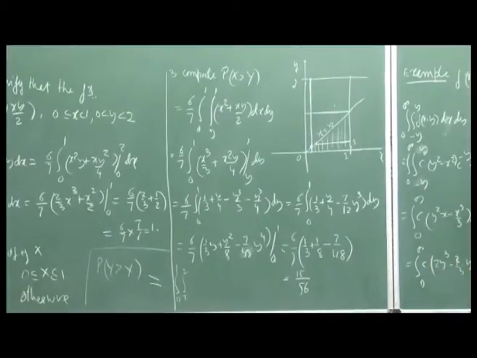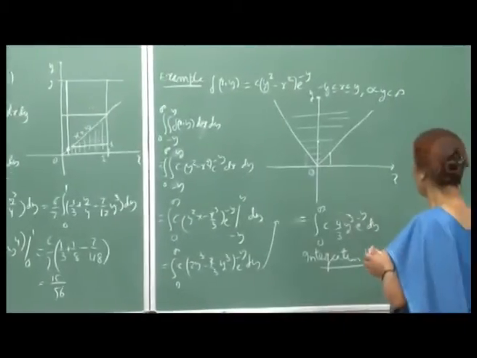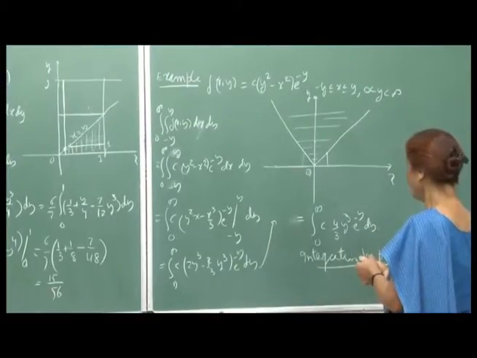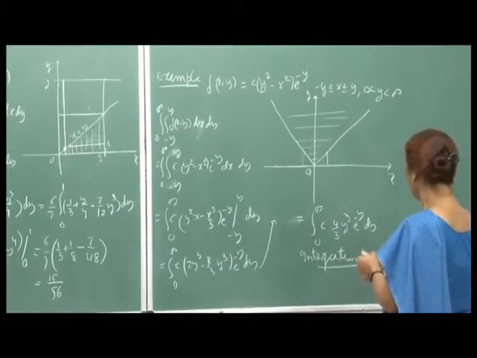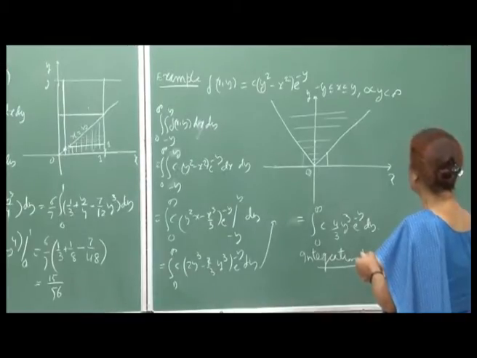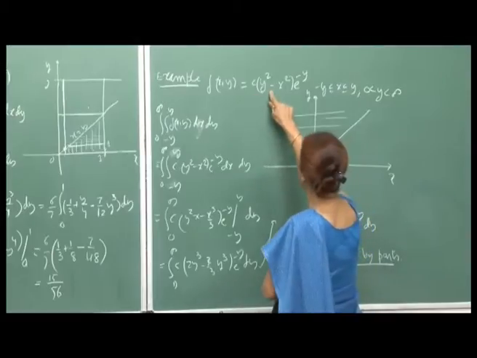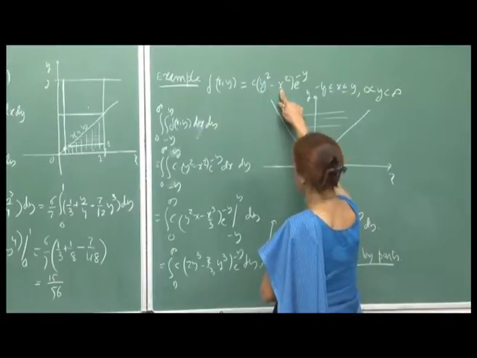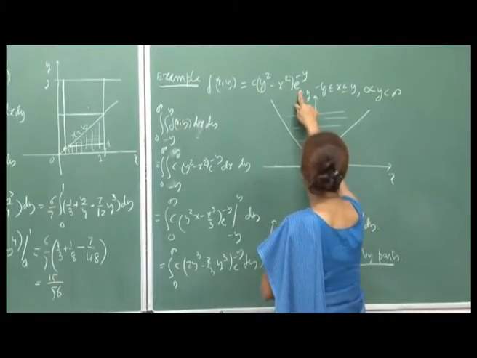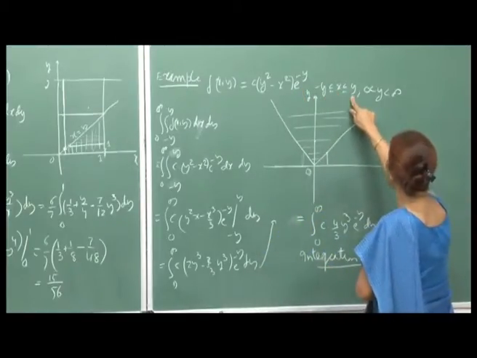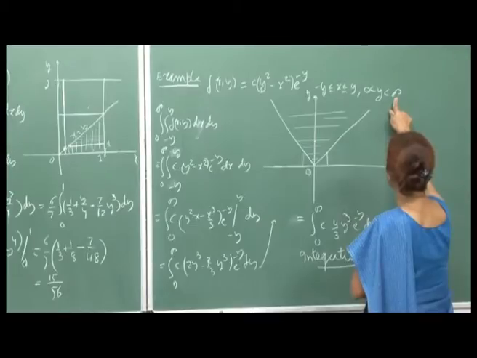Now, just look at another example, and maybe we do not need to compute it fully, but I will give you an idea here. f(x, y) is defined as c into (y square minus x square) into e raised to minus y. Now, the limits for x are from minus y to y, and y varies from 0 to infinity.